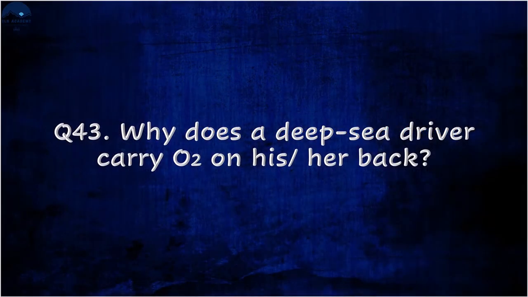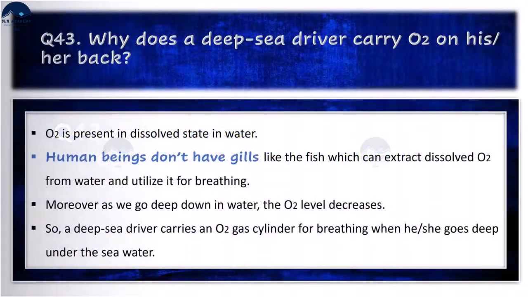Question 43. Why does a deep sea diver carry oxygen on his back? Oxygen is present in dissolved state in water. Human beings don't have gills like fish, which can extract dissolved oxygen from water and utilize it for breathing. Moreover, as we go deep down in water, the oxygen level decreases. So, a deep sea diver carries an oxygen gas cylinder for breathing when he goes deep under the sea water.